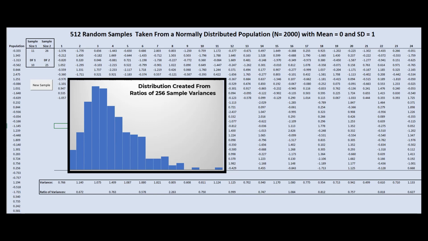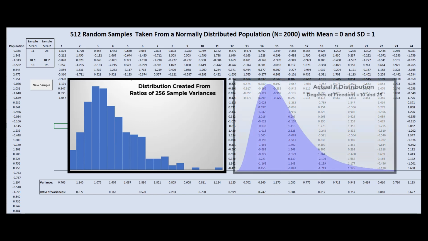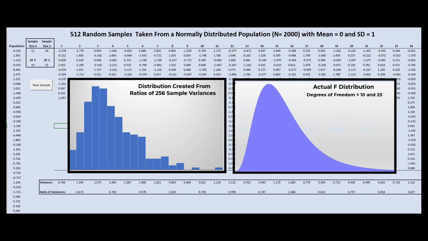If we were able to perform the same operation with an infinite number of samples, the resulting distribution would be an F distribution. As you can see, the general shape of our histogram created from the 256 variance ratios looks very similar to what the true F distribution based on the same sample sizes looks like. Of course, we only graphed 256 variance ratios, so the resulting graph is only an approximation of an F distribution. If we had been able to take more samples, the distribution would have been a closer approximation of the true F distribution based on an infinite number of samples.